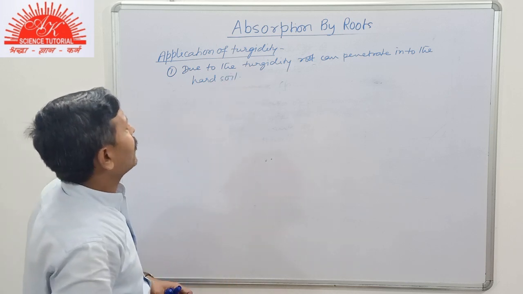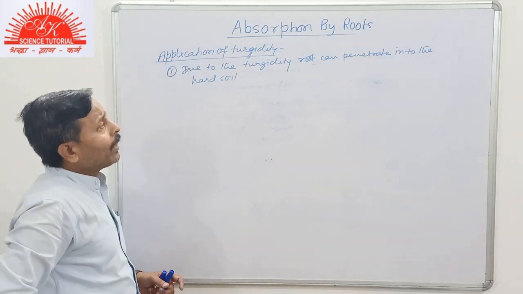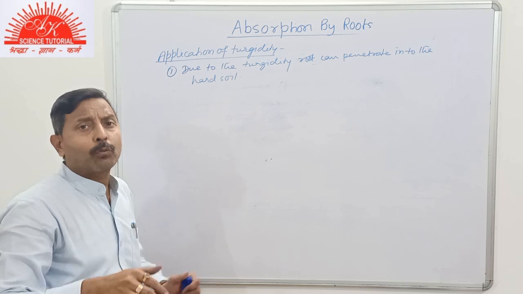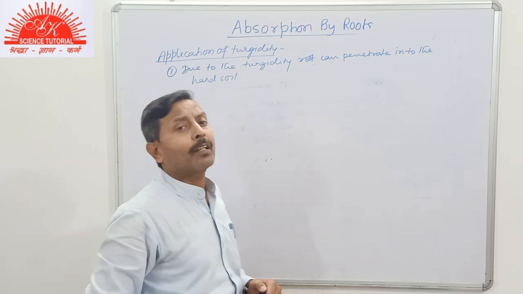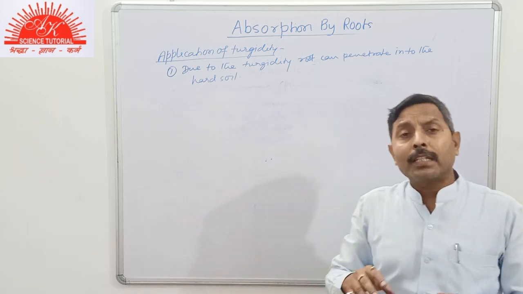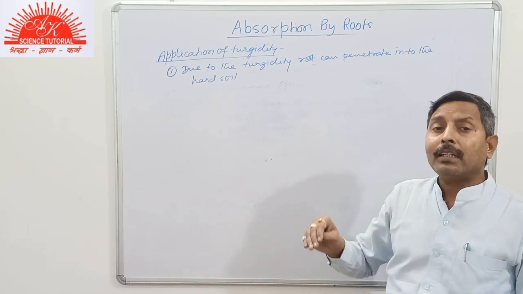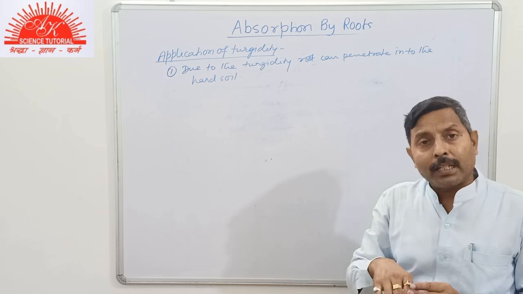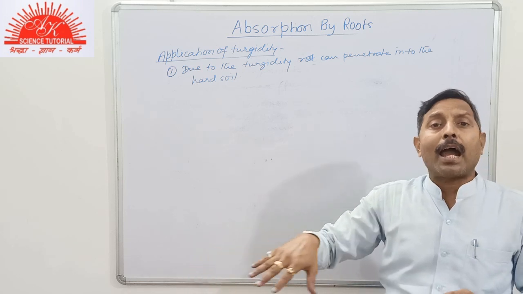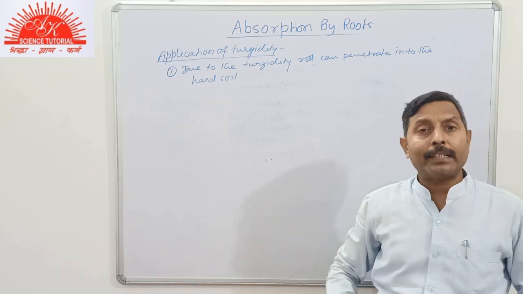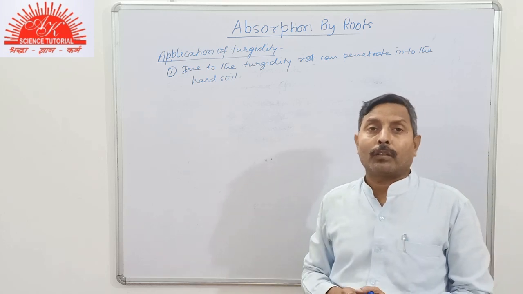Now normally we see that if we have to penetrate a nail into the soil, it will not be pressed normally. But when a small seed germinates, the seedling grows in the soil, then due to turgidity, the root hair cells, the root gradually penetrate into the soil and spread over a large area for absorption of water.